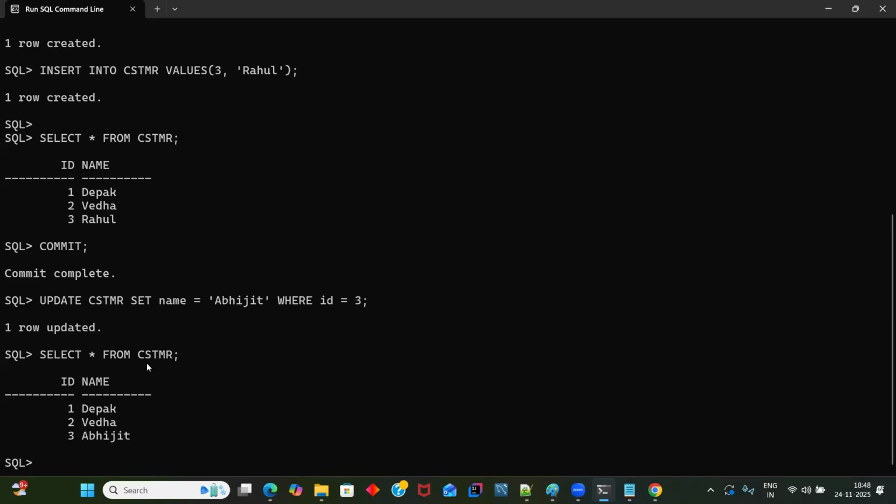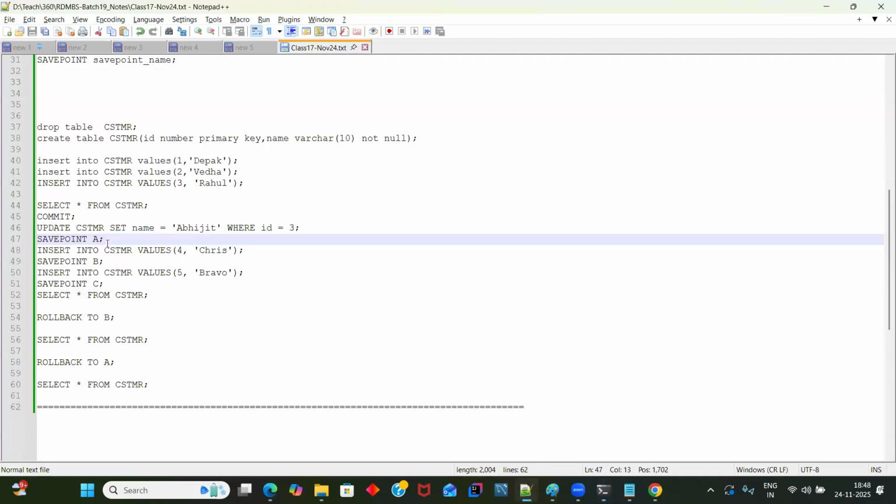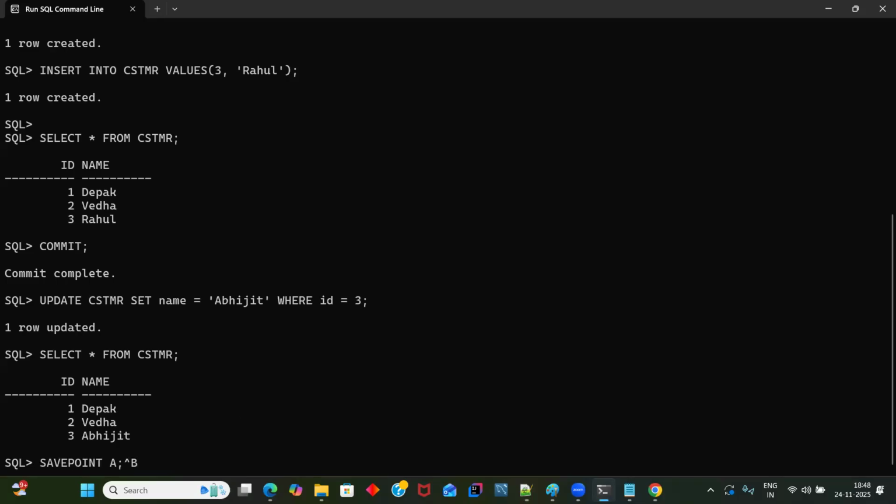Now just imagine that this is our final result of the data. Just imagine, it's a final setup of the data. Then after this, I'll be creating a save point. So what is a save point? I'll tell you a simple example of what a save point is.